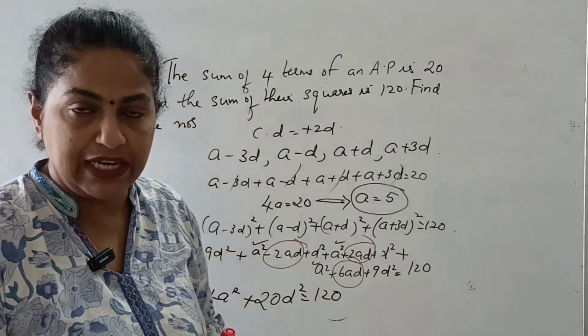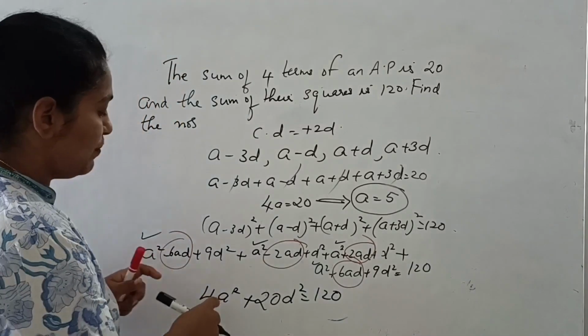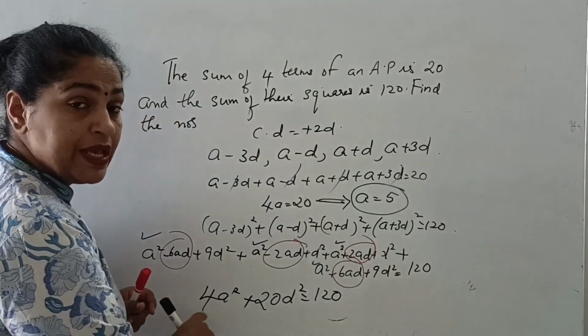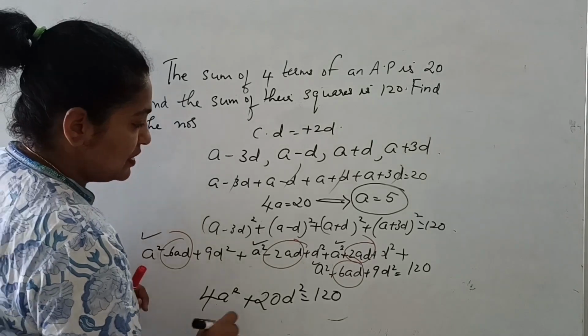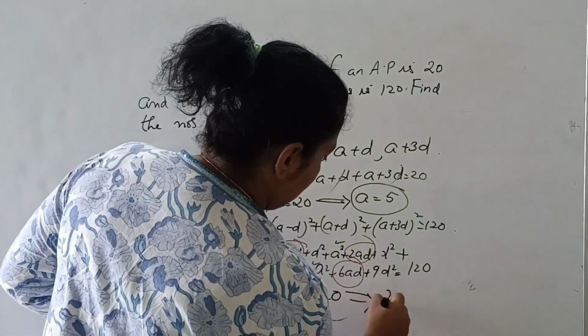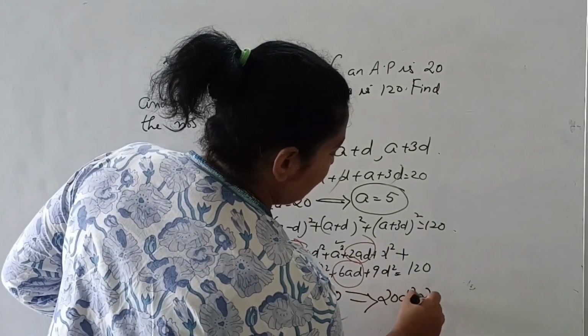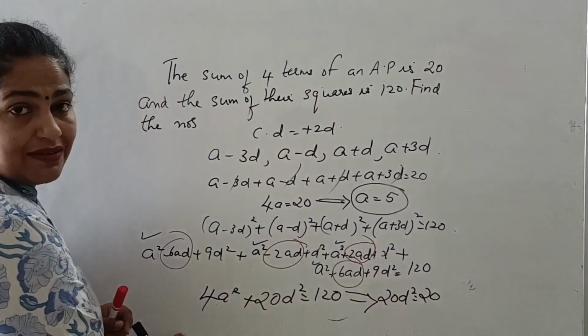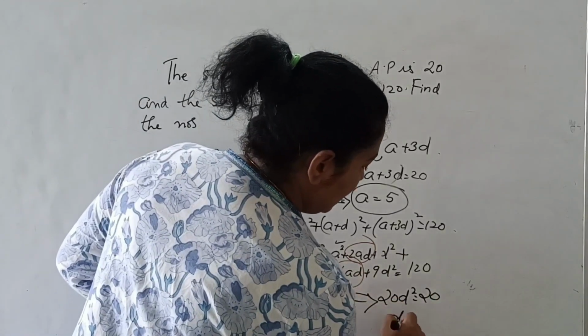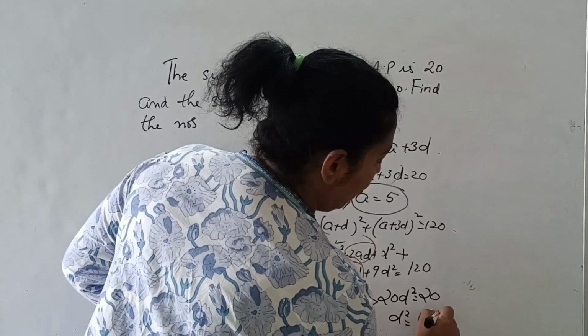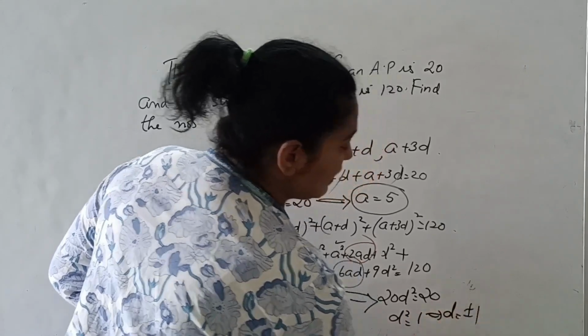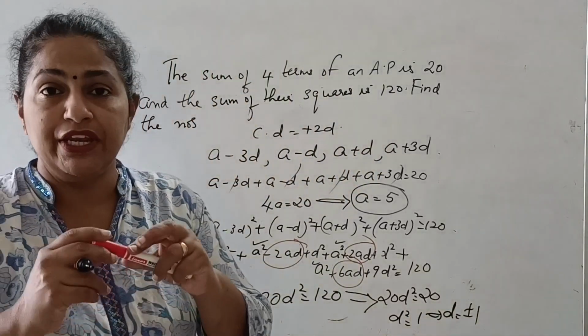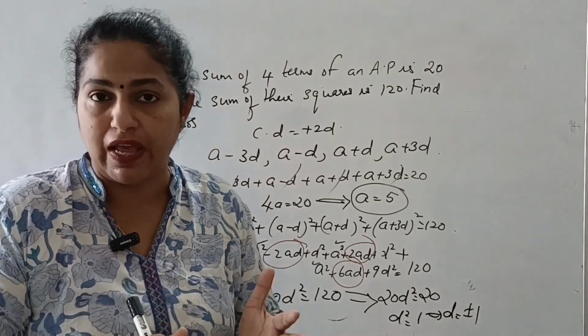Now I already know the value of a, which is equal to 5. So my a square will become 25. 25 into 4 is 100. So here I am getting 20d square is equal to 20. 120 minus 100. So I will get d square is equal to 1, or d is equal to plus or minus 1. So I am getting two values for D and one value for A.